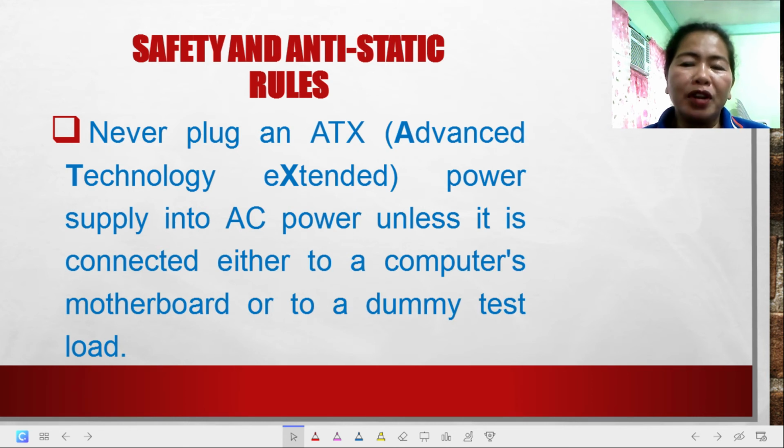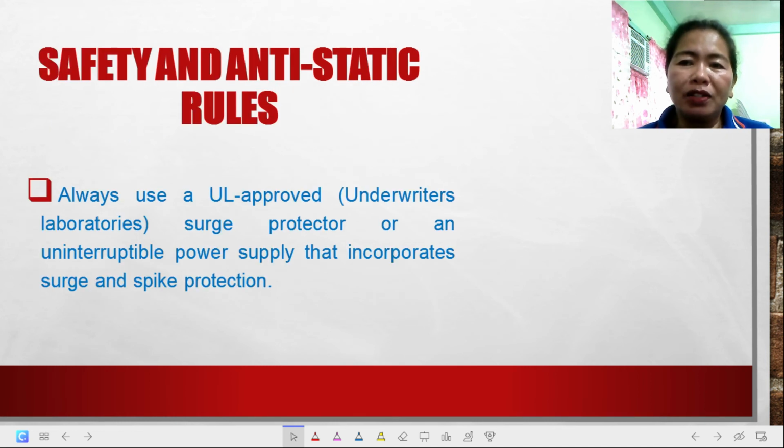You have to connect first your cell phone to the connector prior to plugging it into the AC power. Next is always use a UL approved surge protector or an uninterruptible power supply that incorporates surge and spike protection. So UL means Underwriters Laboratories.